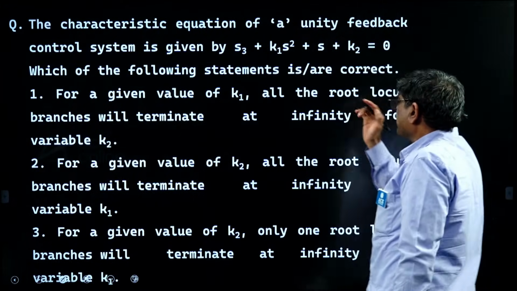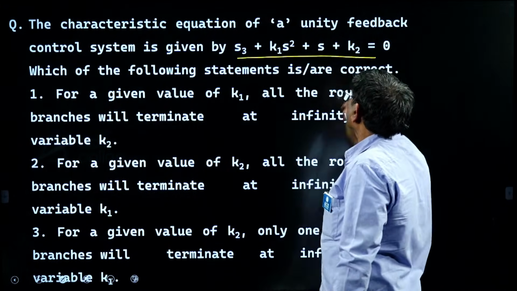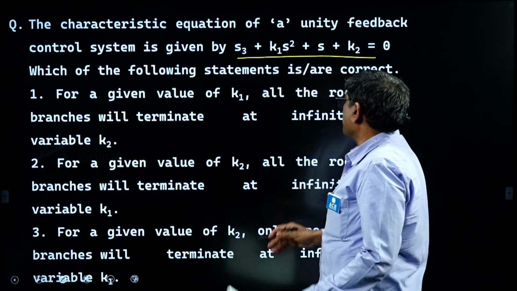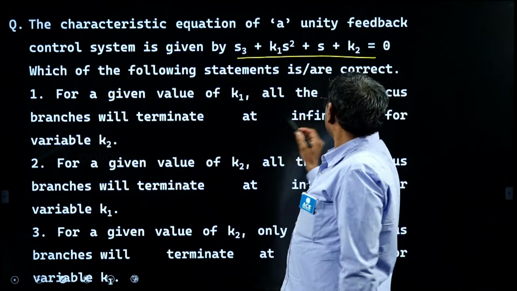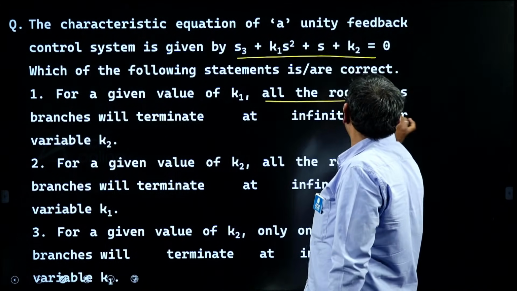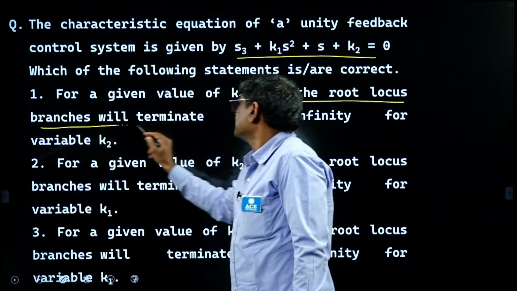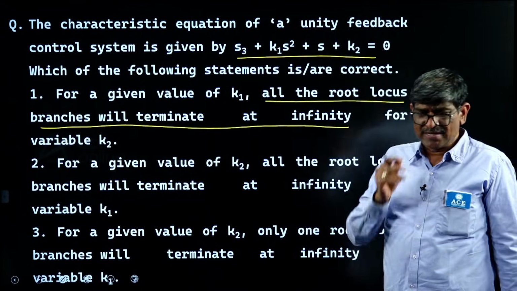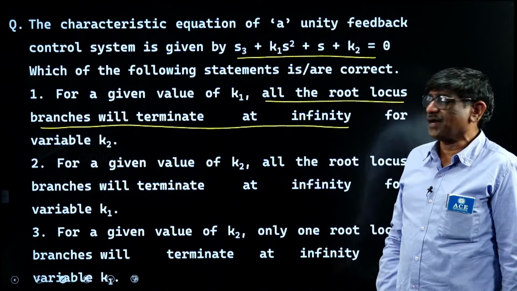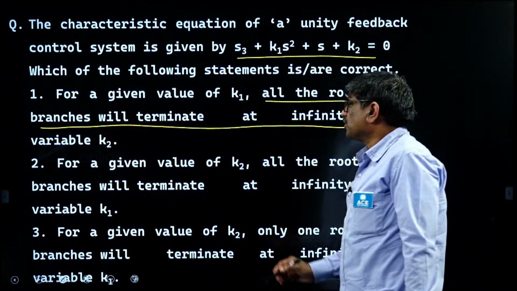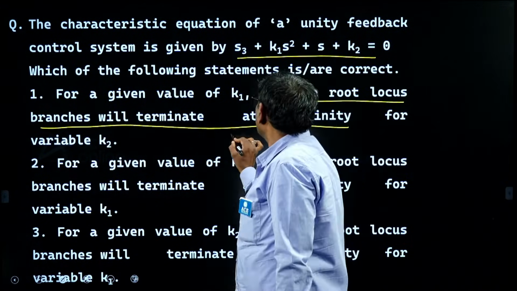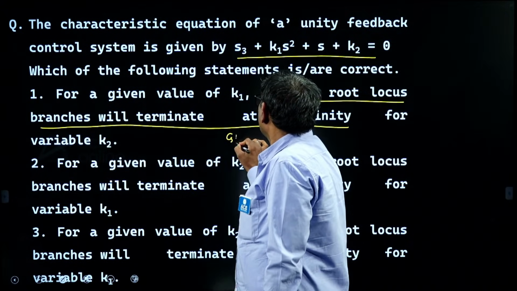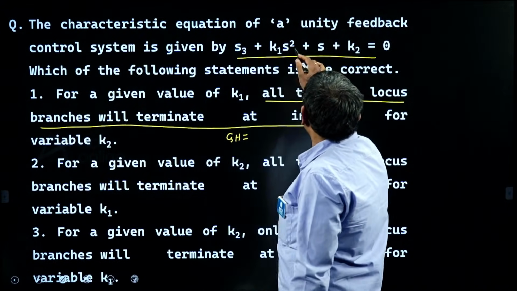So here the characteristic equation is given. Here you have to observe which is the variable. First statement: all the root locus branches will terminate at infinity. The number of branches there are should terminate at infinity. So what is the variable here? K2. That means what is GH? K2 is the variable.